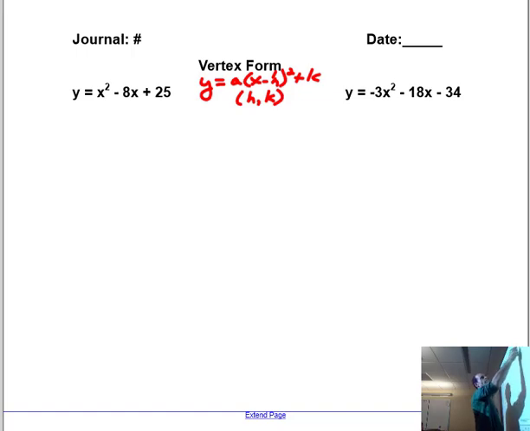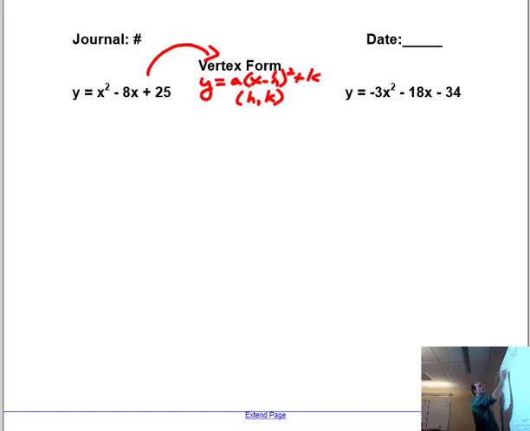And then k is the y-coordinate of your vertex. It's kind of hanging out there. So the question is, how do we get from one form, which is standard form, into vertex form? There's a couple of different ways you were taught in Algebra 1. I'll show you both methods, and whatever you're comfortable with, or whatever you say, oh yeah, that was it, I got this, you can use.